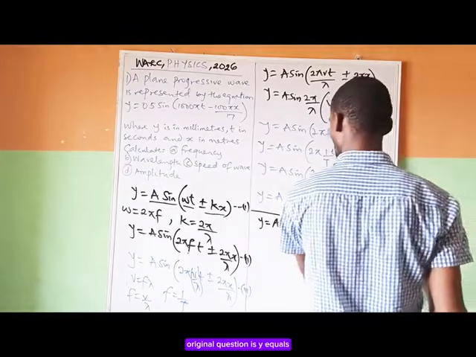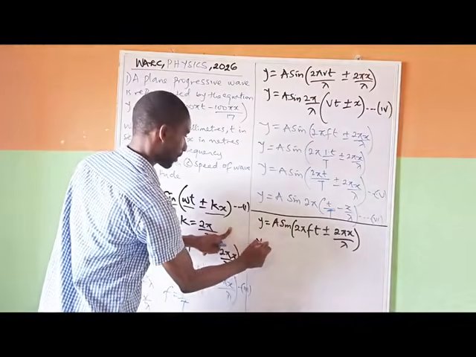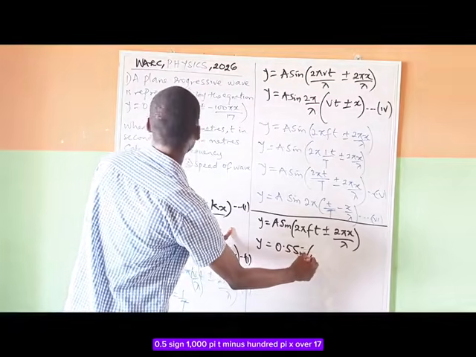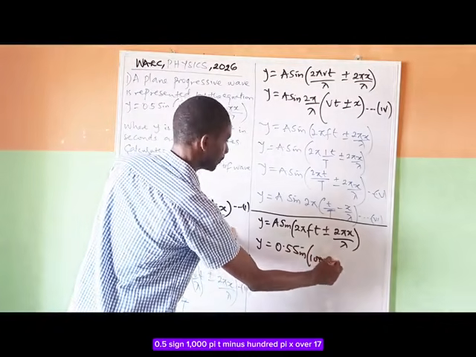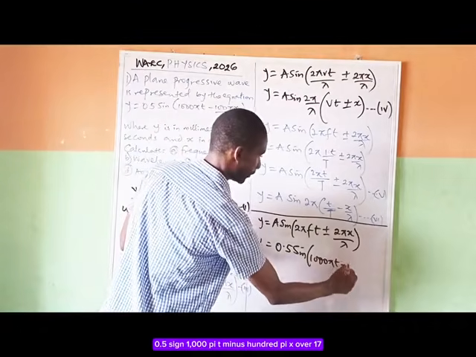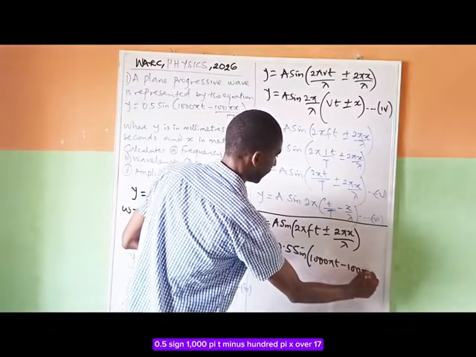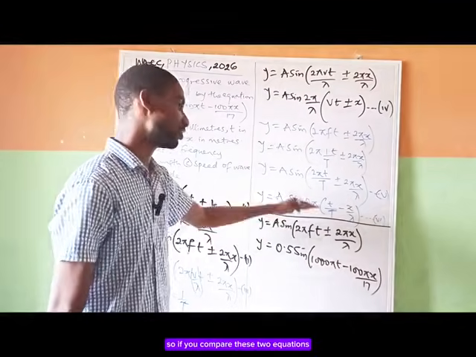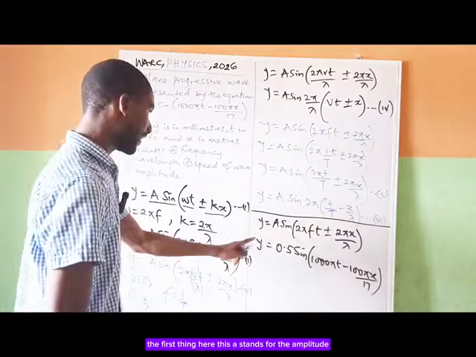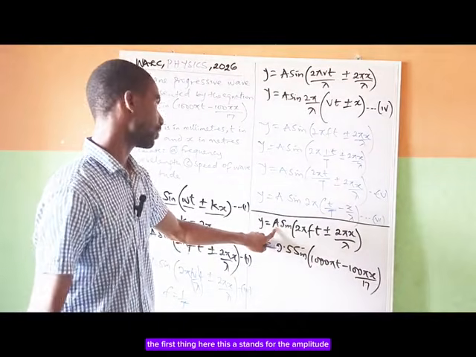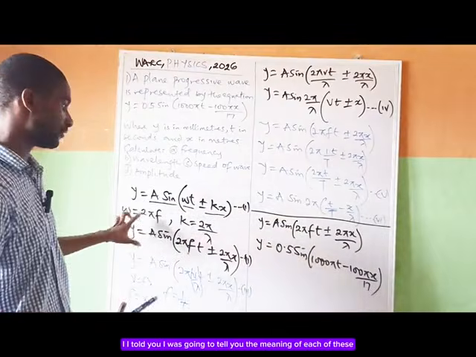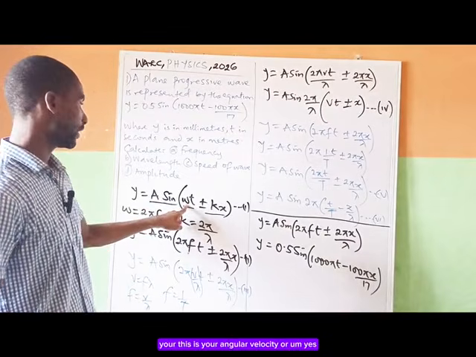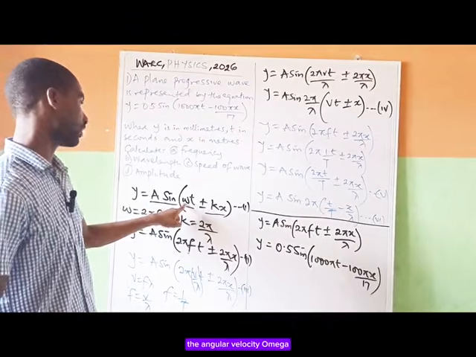The original equation is y = 0.5 sin(1000πt − 100πx/17). If you compare these two equations, the first thing here, this A, stands for the amplitude. I told you I was going to tell you the meaning of each of these. So A stands for your amplitude, and this is your angular velocity, omega.